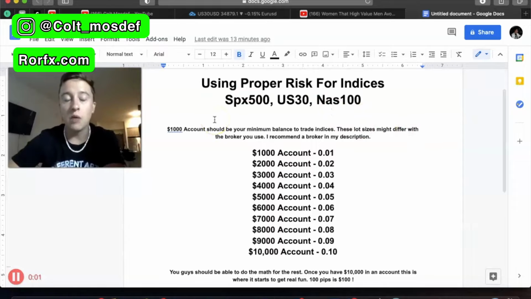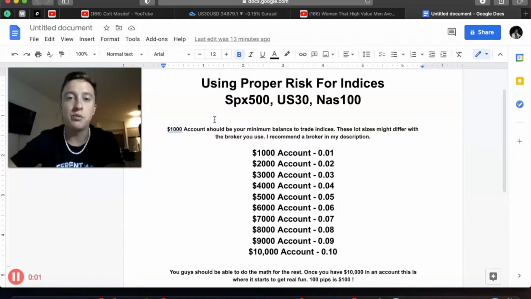So I want to tell you guys right off the bat, a lot of you will probably have $500 in your trading account or $50, something like that. You're not going to be able to trade indices with $50. It literally will not let you enter a trade. It will say your account balance is too low on MetaTrader 4 when you try and enter a trade. You need at least $1,000 in your trading account to trade indices.